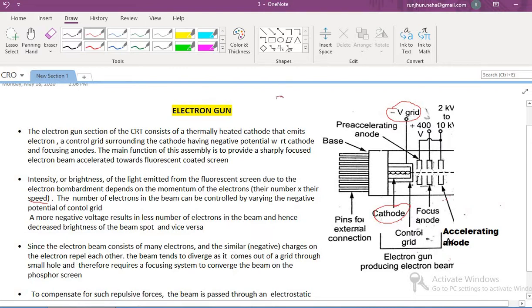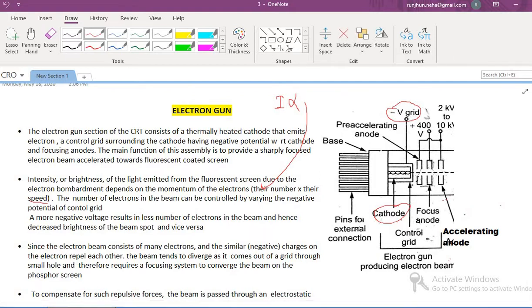The intensity is controlled by the number of electrons. The sole function here is to provide a sharply focused electron beam which is accelerated towards the fluorescent coated screen. Now, the intensity or the brightness of the light emitted from the fluorescent screen due to this electron bombardment depends upon the cathode current I, which is proportional to the momentum of electrons, which in turn is given as the product of the number of electrons and its speed.